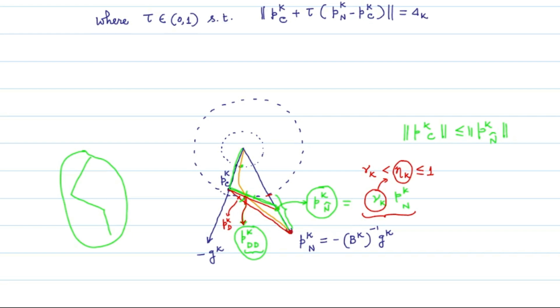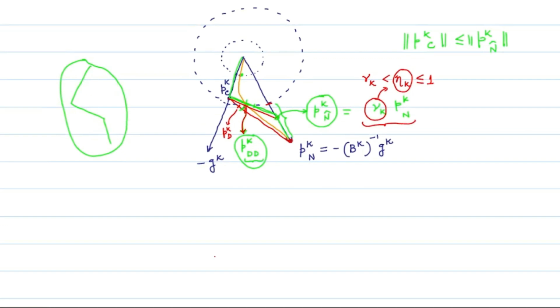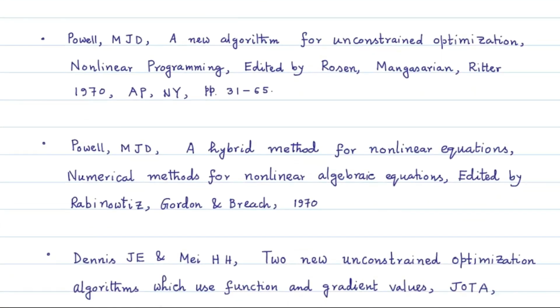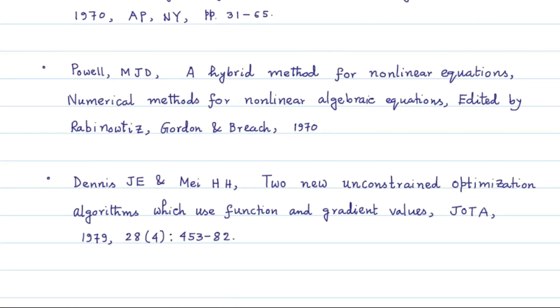In the original algorithm of trust region algorithms, if we revise the point pke by pk double d, accordingly we name that trust region method as double dogleg method. This double dogleg technique was due to Dennis and Mei, which came out in the year 1979 in the Journal of Optimization Theory and Applications. This is the paper where this double dogleg technique is found.